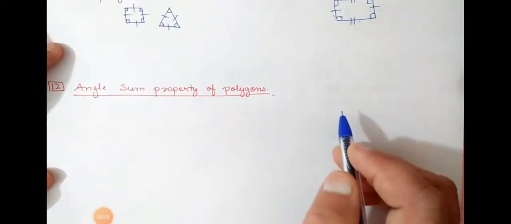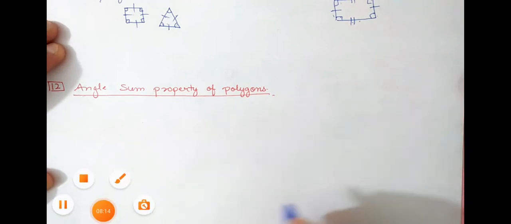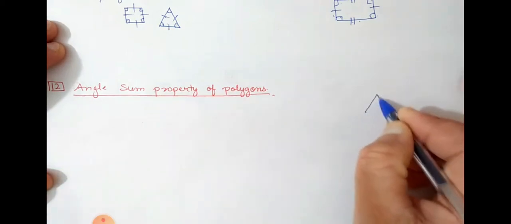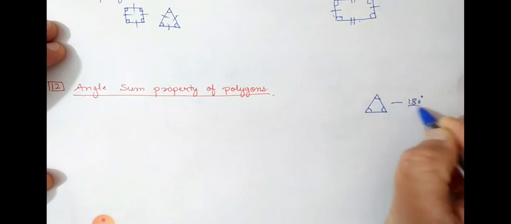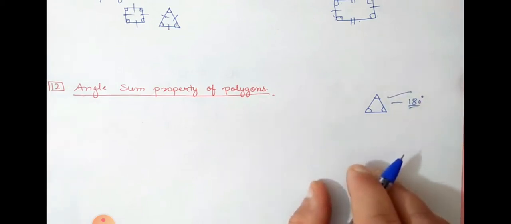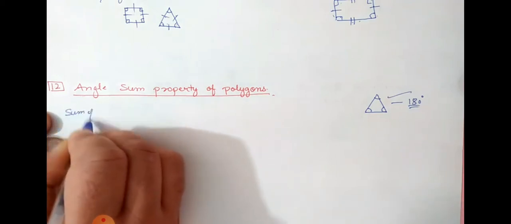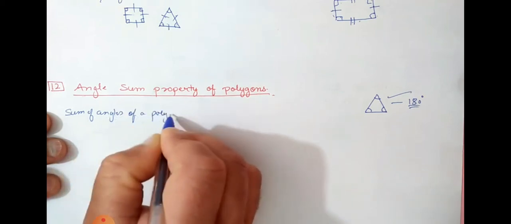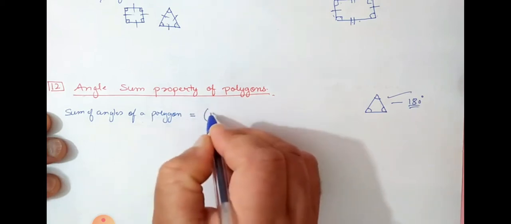Next topic is the angle sum property of polygons. The angle sum property means the sum of the three angles of a triangle equals 180. How does that 180 come? One formula is there, I will explain now. Yes children, the sum of the angles of any polygon, with 4 sides or 5 sides, you can apply this formula.